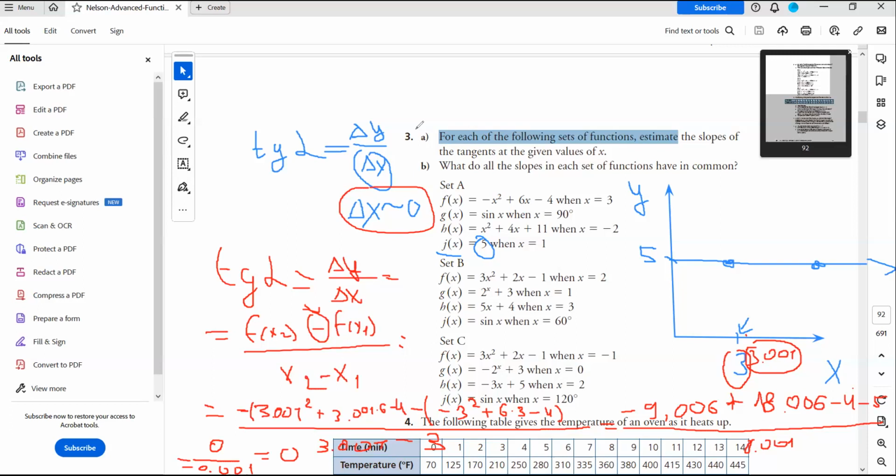Did you calculate them, Hala? And what's common between them?